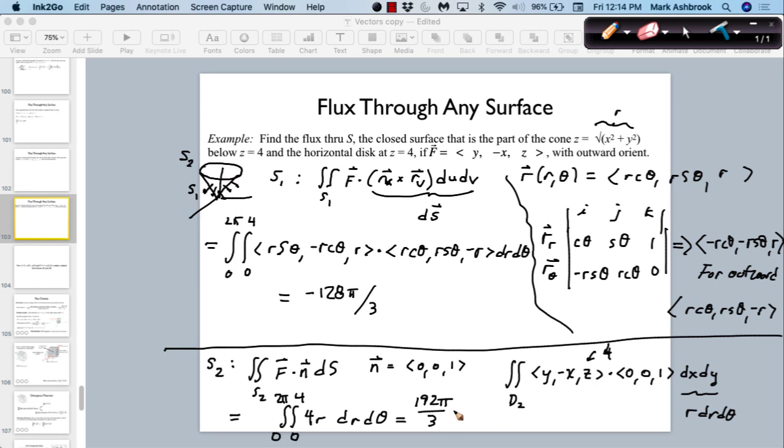And then when we add together, so then the total flux outward, can I call that total outflux, is negative 128 pi over 3 plus 192 pi over 3 equals 64 pi over 3. Is that right?